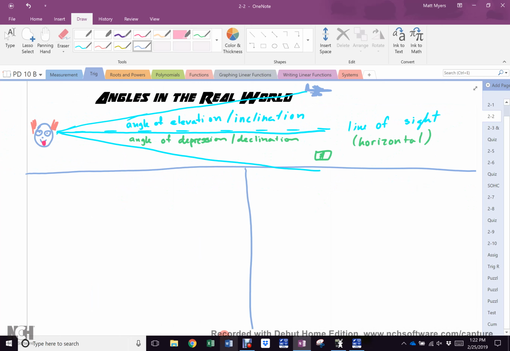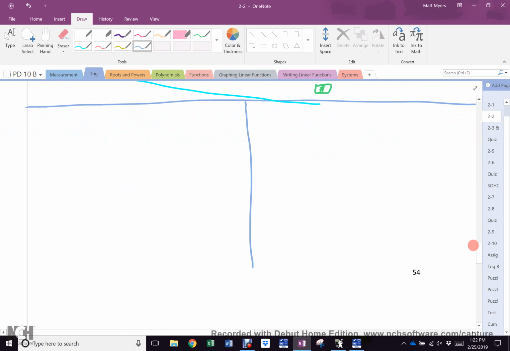Good. Now, that is one way we deal with angles in the real world. We look up, we look down. The other way is directions. And directions have two ways we can go about doing them. But they both share this. The compass rose. What direction do we say is always at the top?